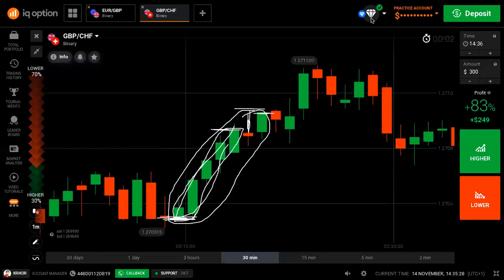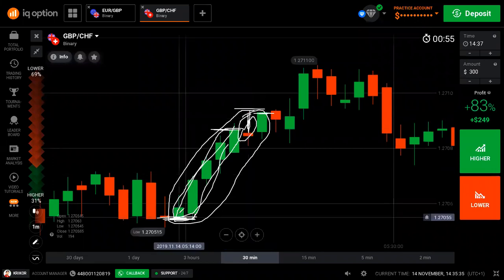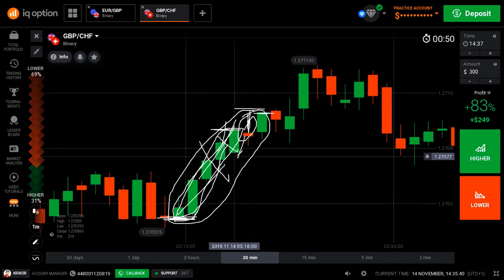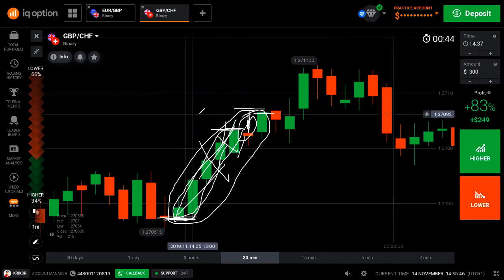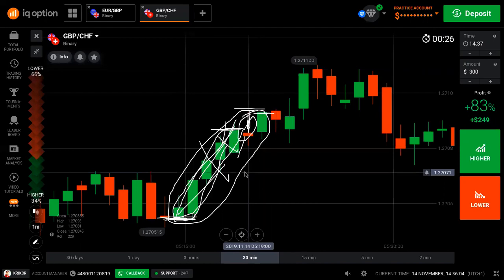No. Why? Because we already saw a red candle in between. Remember, the definition of a momentum trend is that if you are seeing a bullish momentum, there will not be a red candle in between. If you are seeing a bearish momentum, there will never be a green candle in between. But the moment you see a red candle in between the green, that means the momentum has reduced. There is no more momentum.